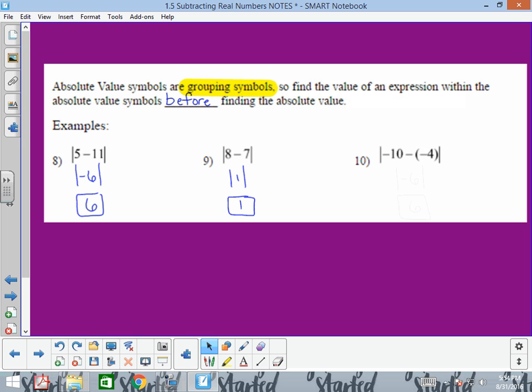On number 10, remember that minus a negative, change that to a plus. So negative 10 plus 4 will be negative 6. Okay, notice that negative 6 is inside the absolute value symbol. Now we take the absolute value and we get positive 6. So do the operation first, then take the absolute value. When you take the absolute value, it's just like doing an operation. You make it positive or keep it positive.